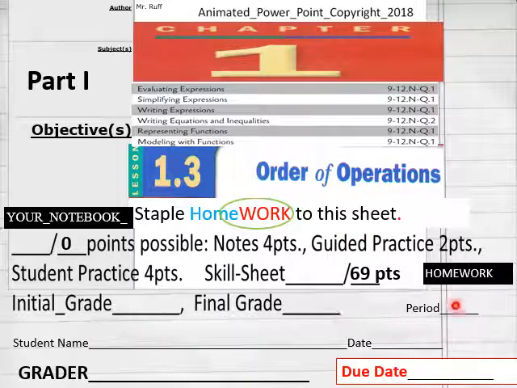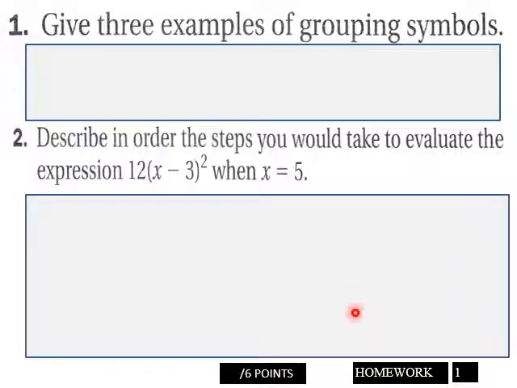Name, date, period here. Due date for onliners and homeschoolers. Page 1 of 1.3 part 1. Give 3 examples of grouping symbols. Put your answer here, students. And number 2, describe in order the steps you would take to evaluate the expression 12 times the quantity x minus 3 squared when x equals 5.